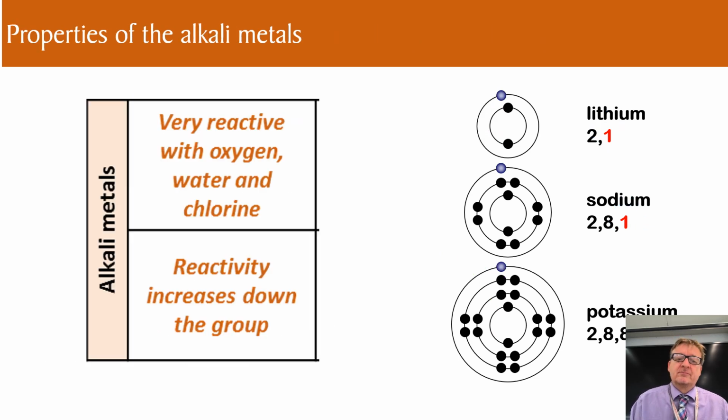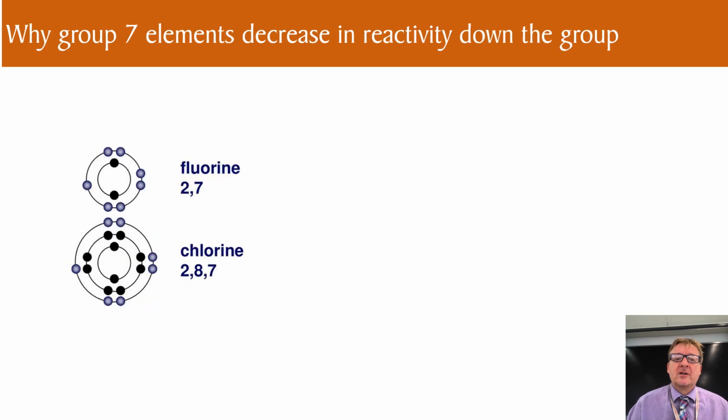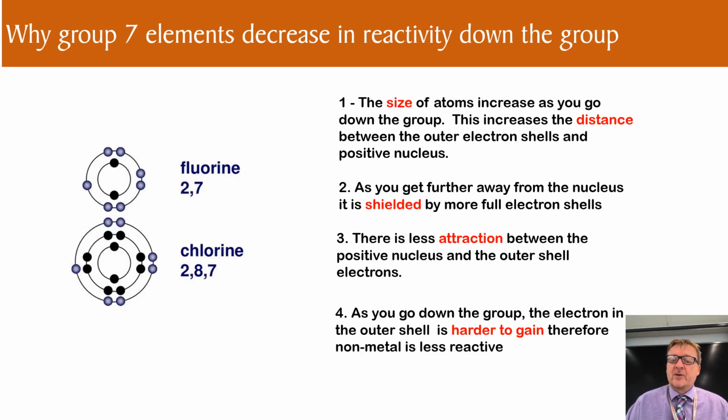Now, properties of them. There's only really two main properties you need to know about. Number 1, they're very reactive, and number 2, the reactivity increases down the group. Group 7 elements decrease in reactivity down the group. Now this is completely and utterly the opposite of what we just talked about.